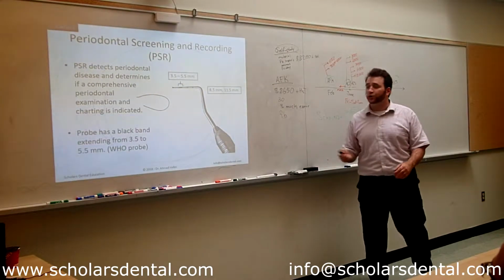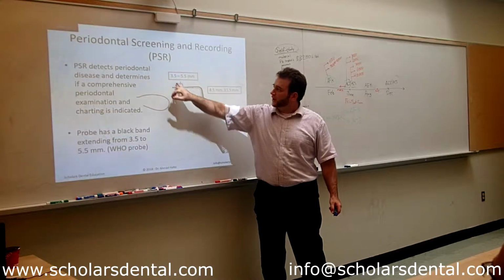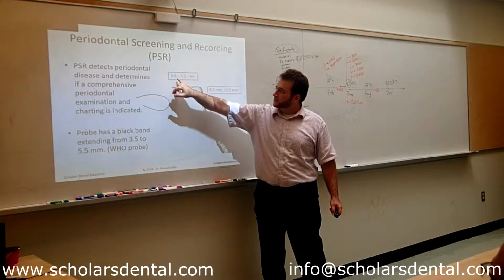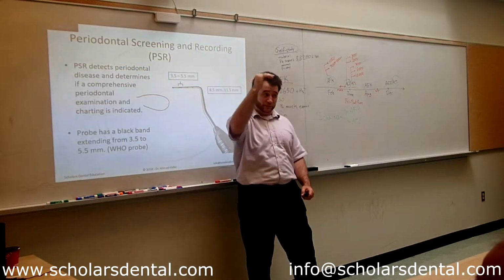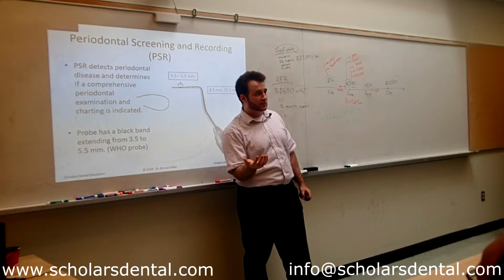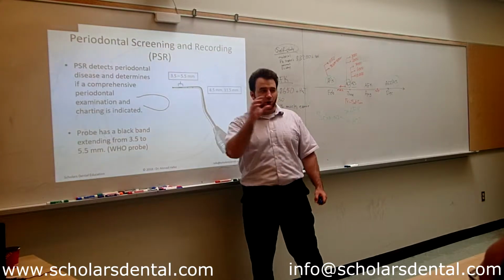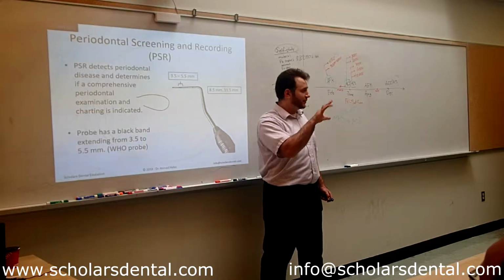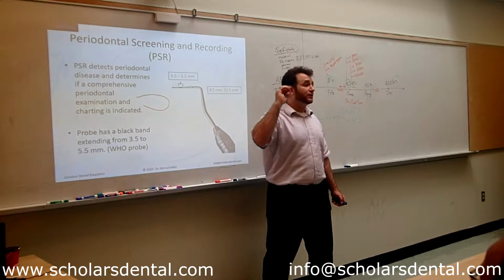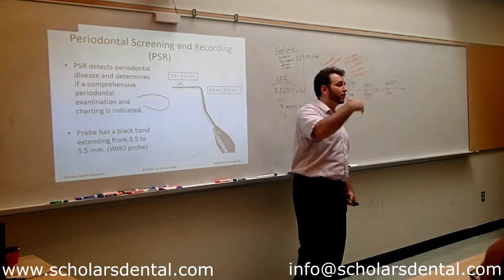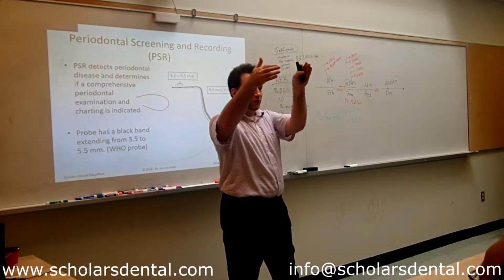So in PSR, we're going to show you how it goes. Here's the probe. For example, they have this black band, and this band is from 3.5 to 5.5 millimeters. If this band is visible, that means the pocket is less than 3.5, right? If the band is partially visible, that means the pocket is between 3.5 and 5.5. If the band is covered, you can't see it, then it's more than 5.5. Based on those three things, you give a score.